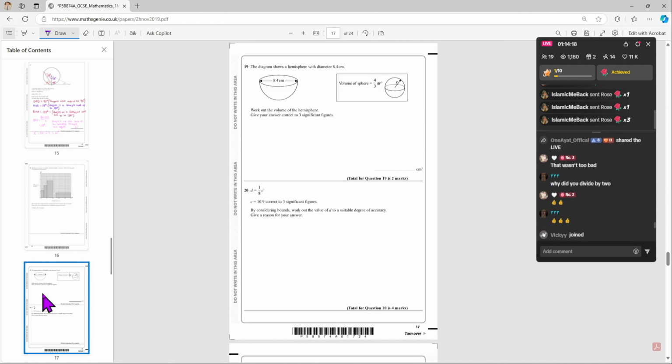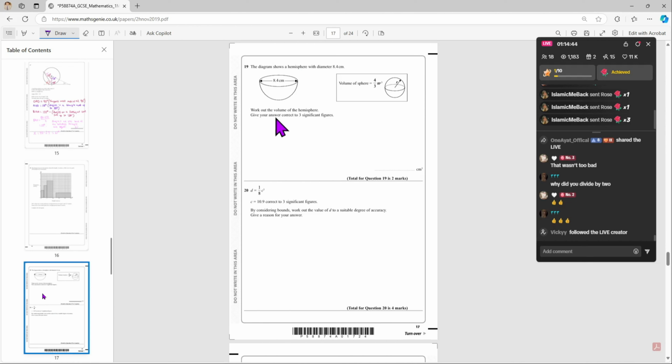The diagram shows a hemisphere with a diameter of 8.4 centimeters. We need to work out the volume of the hemisphere, giving your answer correct to 3 significant figures. To work out the volume, remember that a hemisphere is half a sphere.